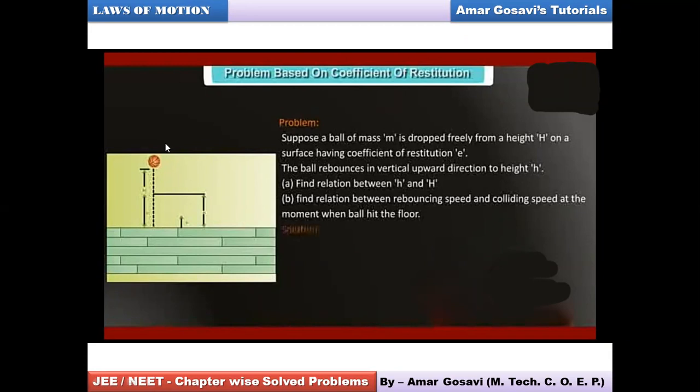So just imagine when the ball is moving, it's about to hit the floor, the height through which... So you are going to use the kinematical equation, V square is equal to U square plus 2AS. A means g in this case, because acceleration due to gravity, and S will be capital H. U is 0, so that V would be, you can see, root 2gH.